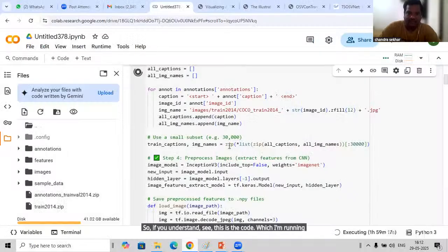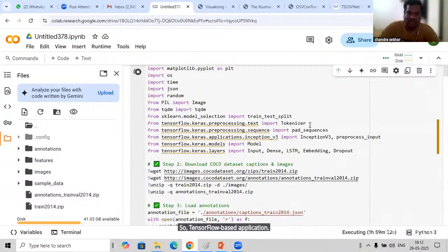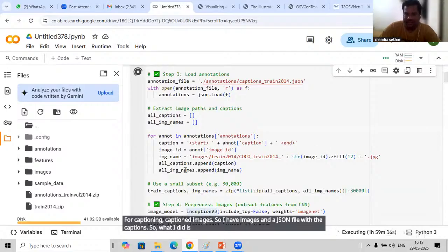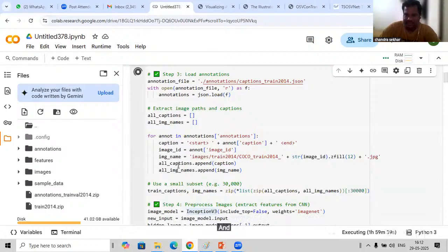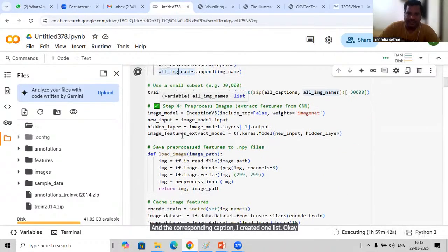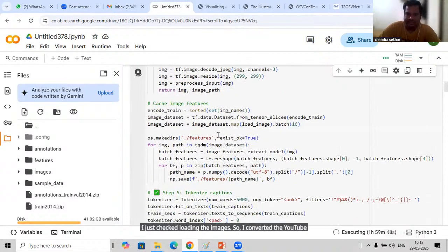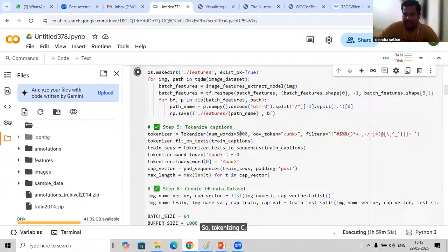It's simple. See, this is the code which I'm running. It is a TensorFlow based application. I am using the Inception V3 model; any model you can take. Now I have taken the COCO dataset for captioned images. So I have images and a JSON file with the captions. What I did is, for images and the corresponding captions, I created one list. Then see here, I just checked loading the images. I converted it into a dataset. Then tokenizing, see, the number of words: which are all the words I need to take?